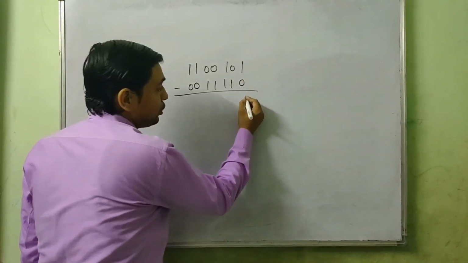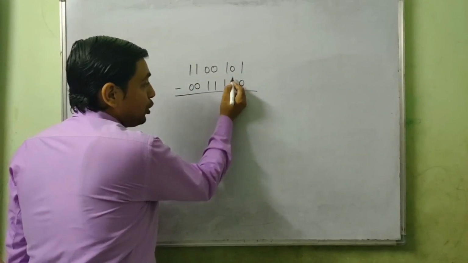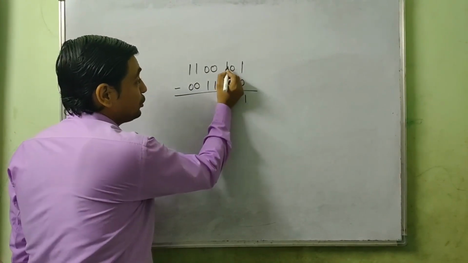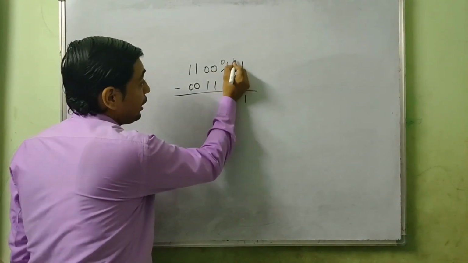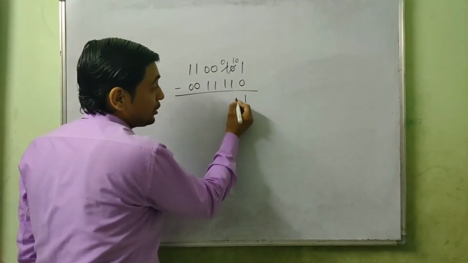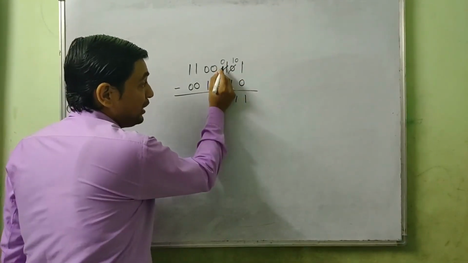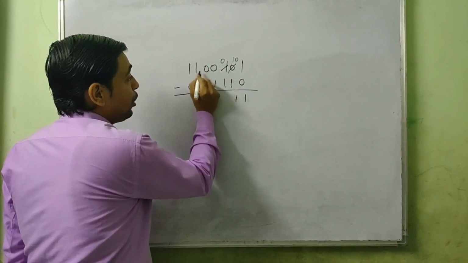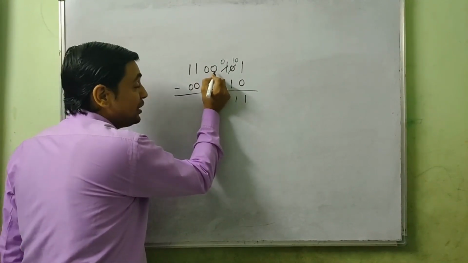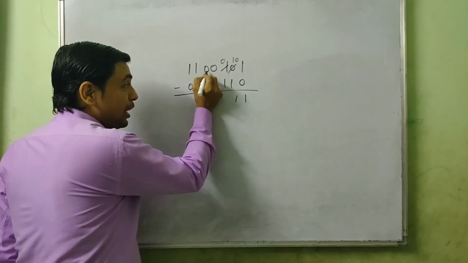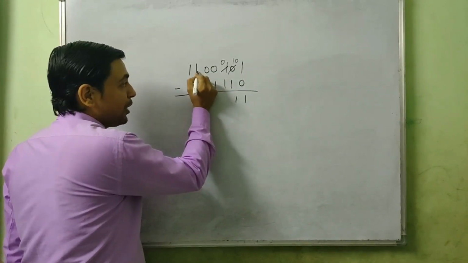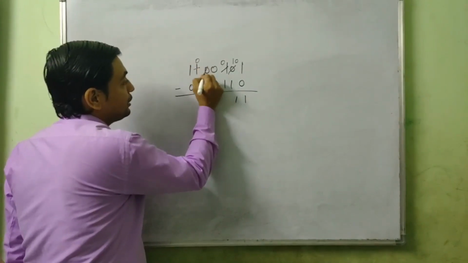1 minus 0, so it will be 1. No issues. Now 0 minus 1, you can't do that. You have to borrow. So this will become 0 and this will become 10. So 10 minus 1 is 1. Now this is already 0, so you have to borrow from the previous one. It is already 0, so it will borrow from here. And that is also 0, so it will borrow from here. So this will become 0 and this will become 10.